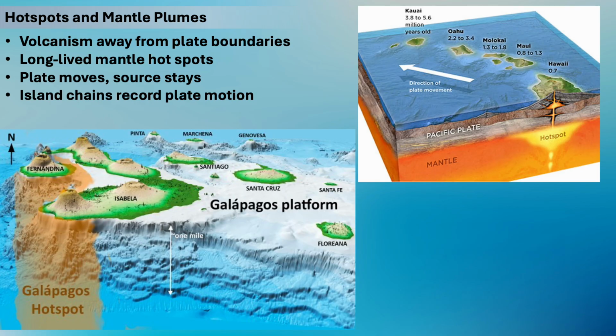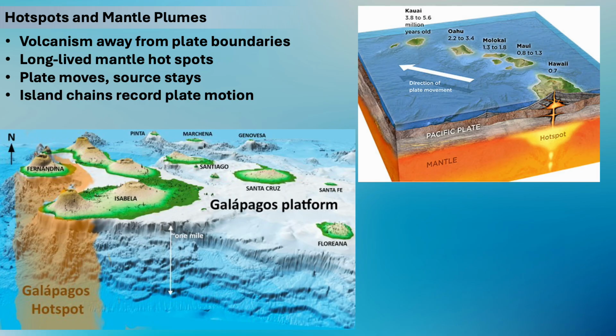The key feature of these island chains is that they show a systematic age progression. The youngest volcanic activity occurs at the island currently above the hotspot, while islands become progressively older with increasing distance from that point. The Galapagos Islands provide a clear example of this process.